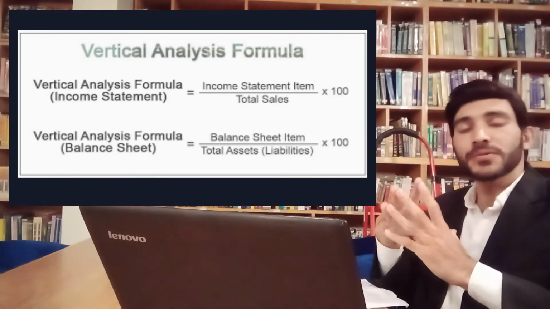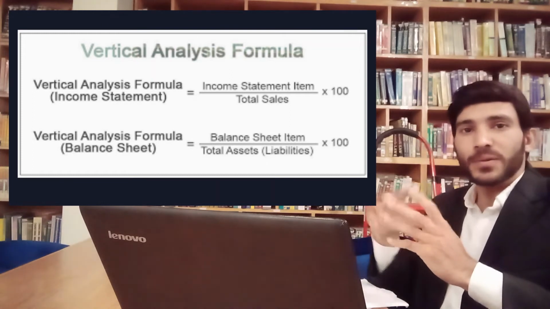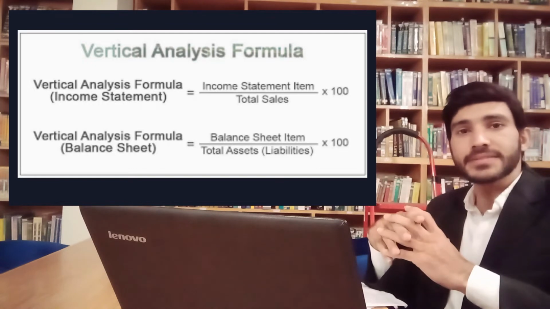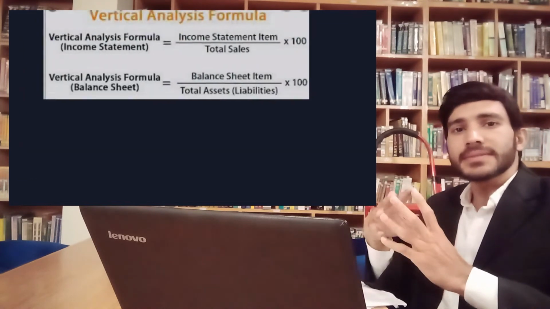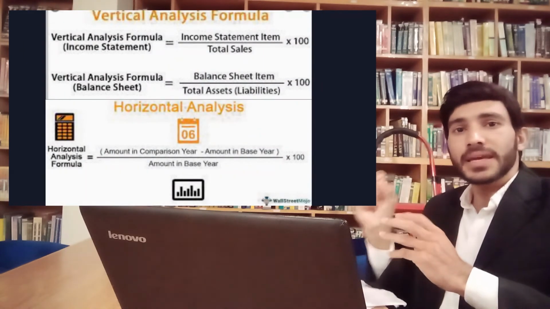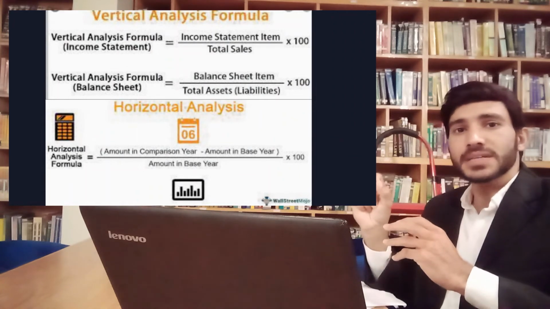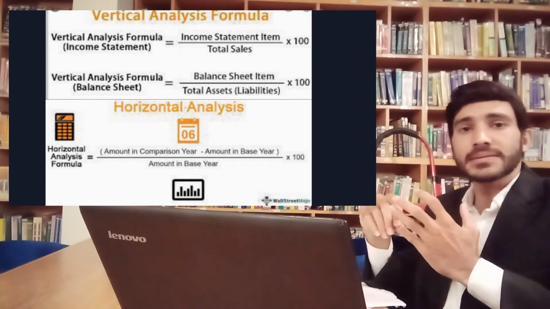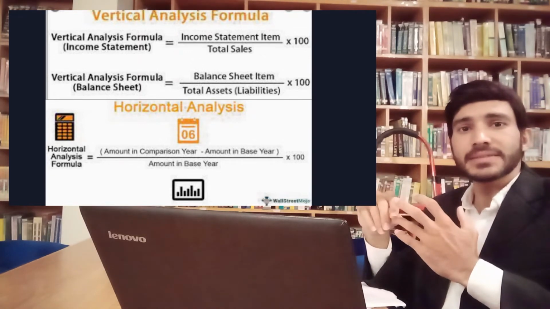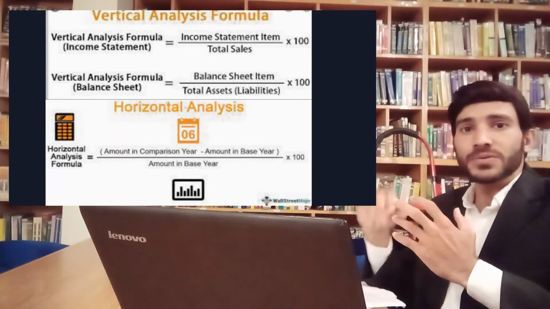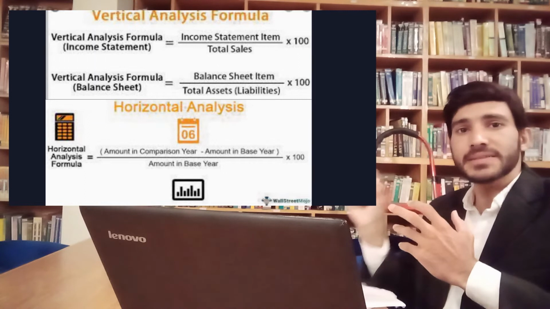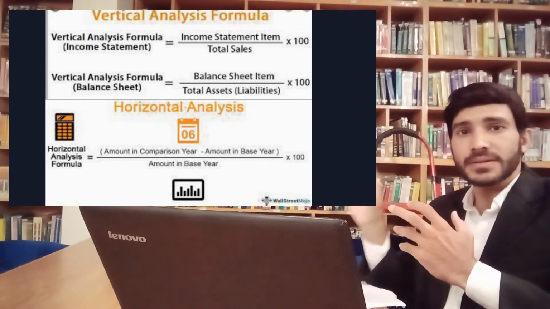We have two types of analysis. One is vertical analysis, and the second is horizontal analysis. In vertical analysis, we compare every number of the income statement or balance sheet with its representative value. Like in the income statement it is sales, and in the balance sheet it is asset. So in vertical analysis we compare every number of these statements with its representative value.